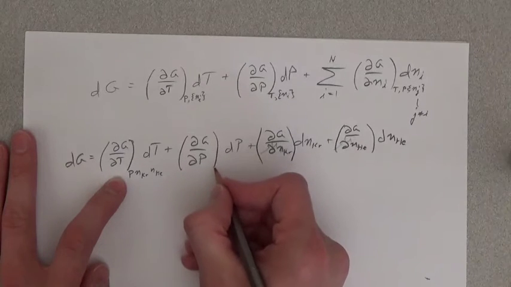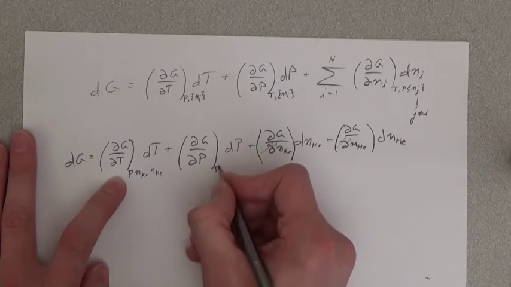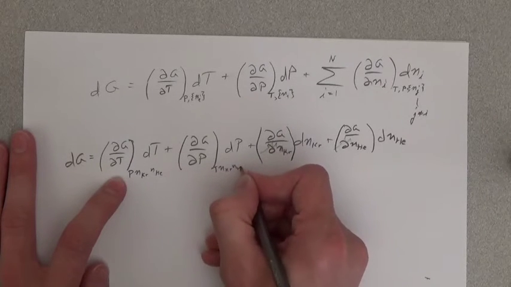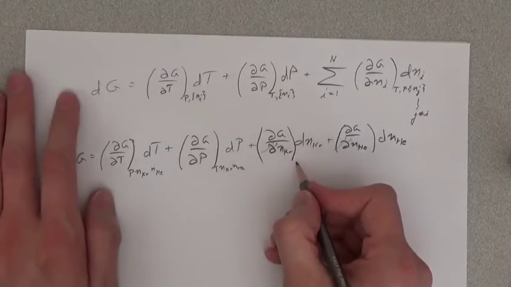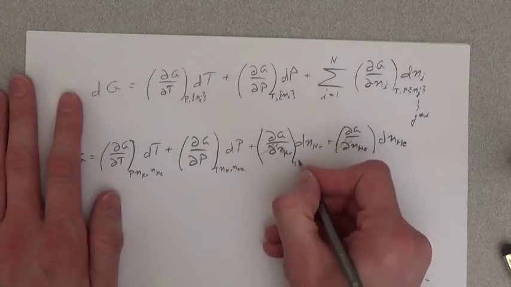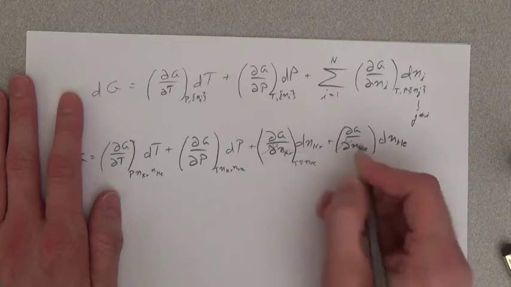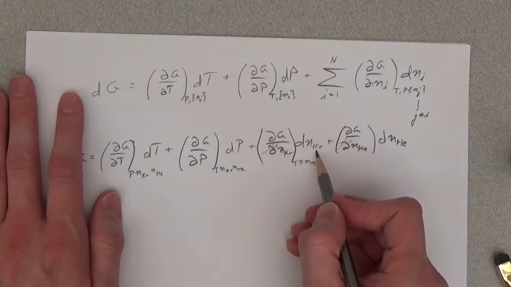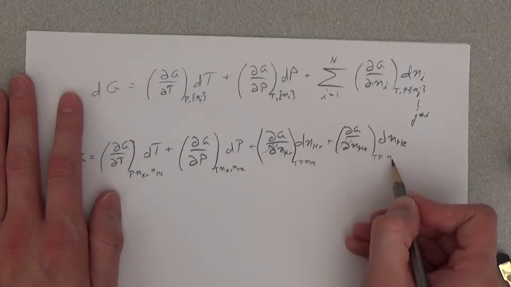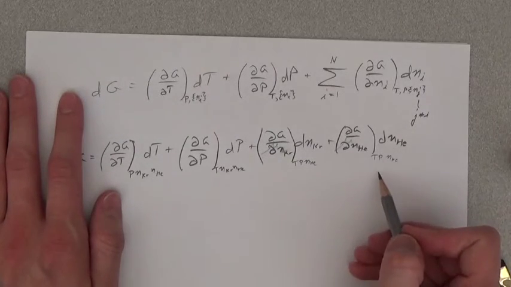This is being done at constant temperature, N_Kr, N_He. This is being done at constant temperature, pressure, and N_He, but N_Kr is allowed to vary. And this is being done at constant temperature, pressure, and N_Kr, allowing the number of helium atoms to vary.